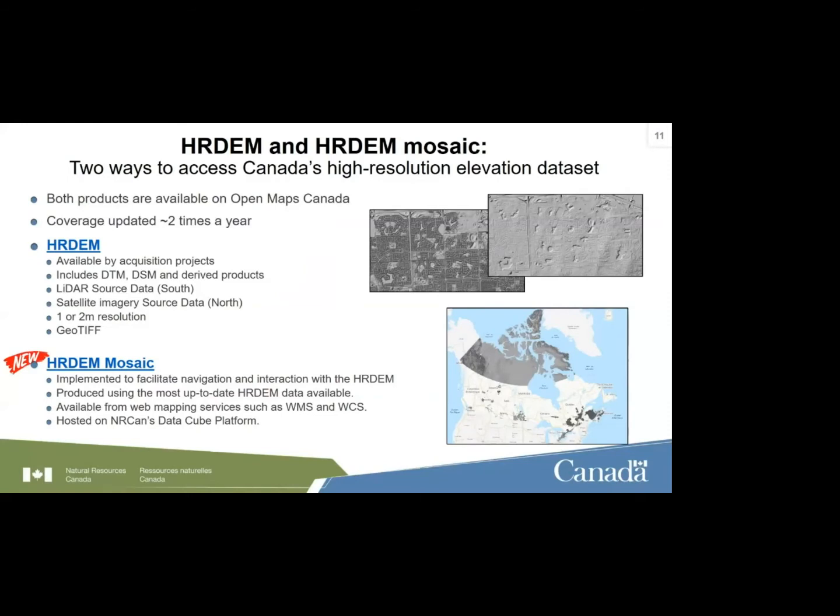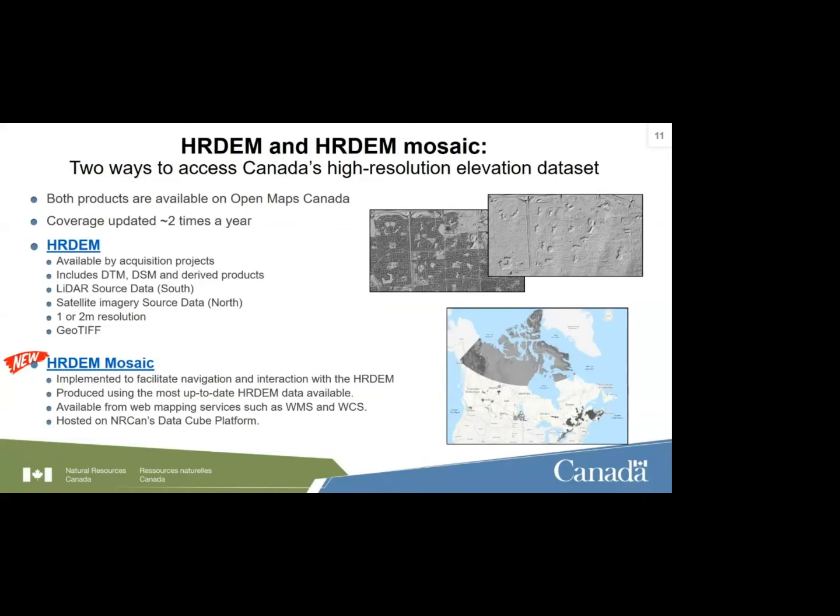For the southern part of the country, the data comes from LiDAR, and the data is available at 1 meter resolution. For the northern part, most of the data comes from satellite imagery. In addition to this product, we released in December a new product, a seamless mosaic of HRDEM data. It's really a great product to allow us to visualize on the web the Canadian territory in 3D.